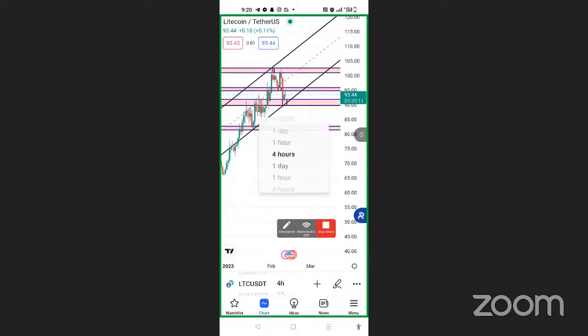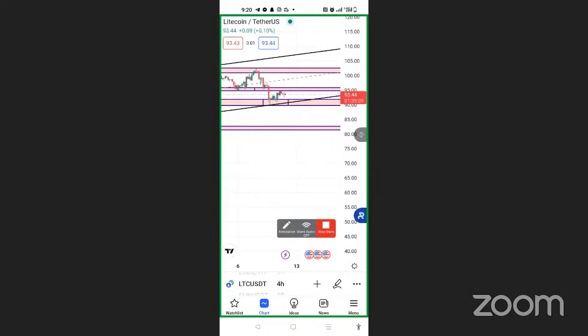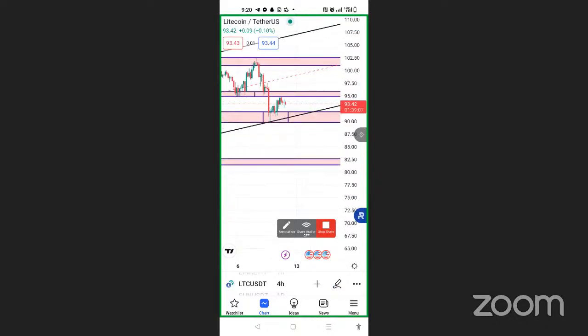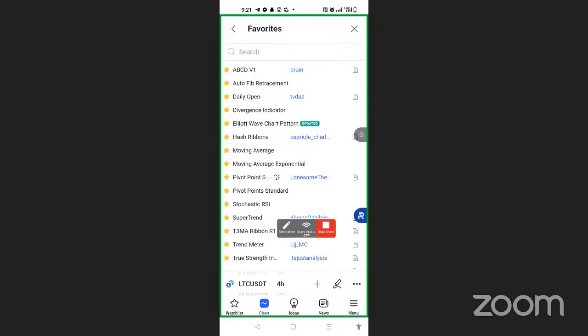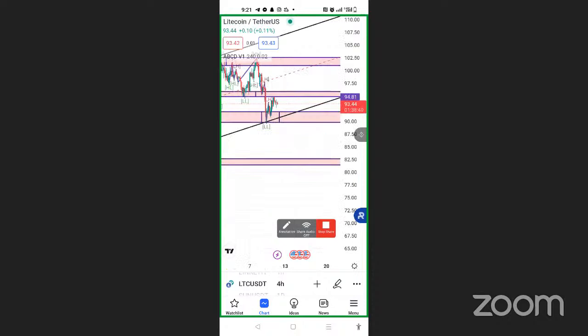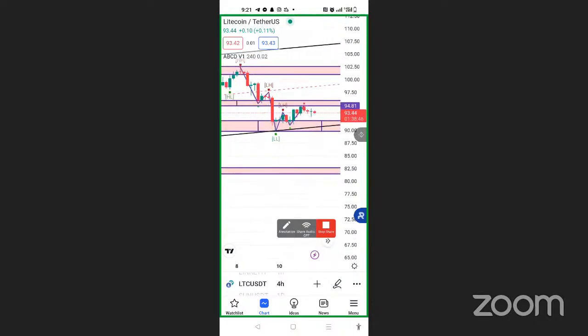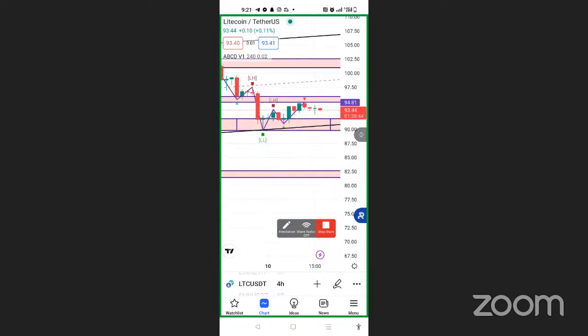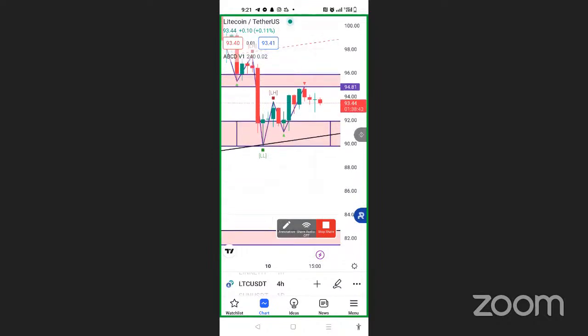So if we go to the 4-hour time frame, I hope you are able to see this picture here as it is coming out very clearly. Now we also went an extra mile and said we can add in a second indicator, the ABCD V1, which has the power to show us whether the market is on an uptrend or a downward trend.